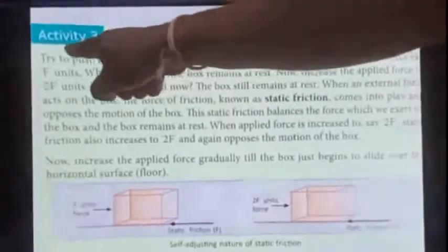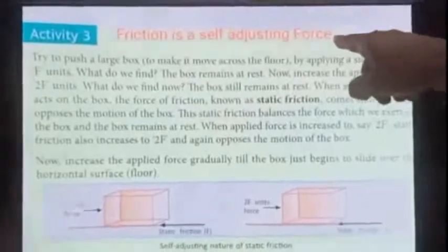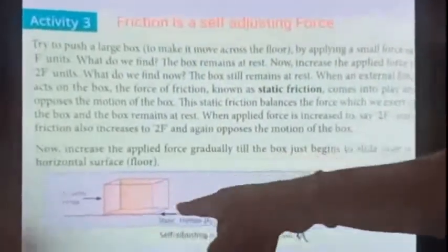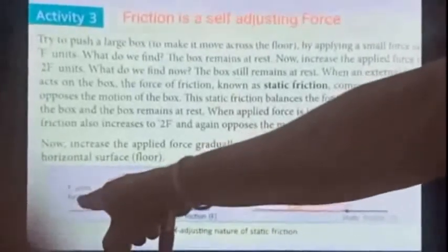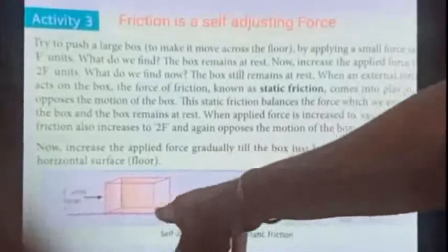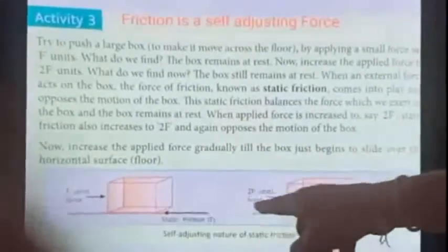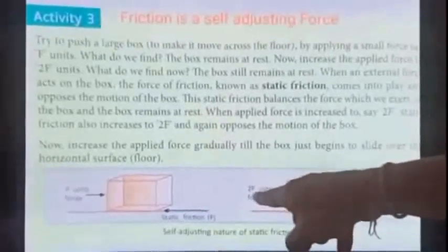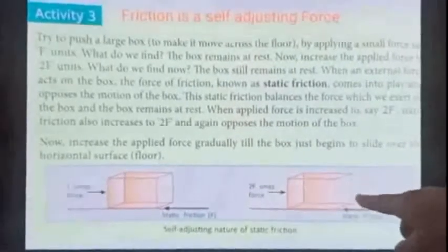Now we discuss activity number 3. Friction is a self-adjusting force. So we take a large box. On this box we apply a force F from one side. We observe the box remains at rest. Now we increase the force to 2F. We again observe that the box remains at rest.